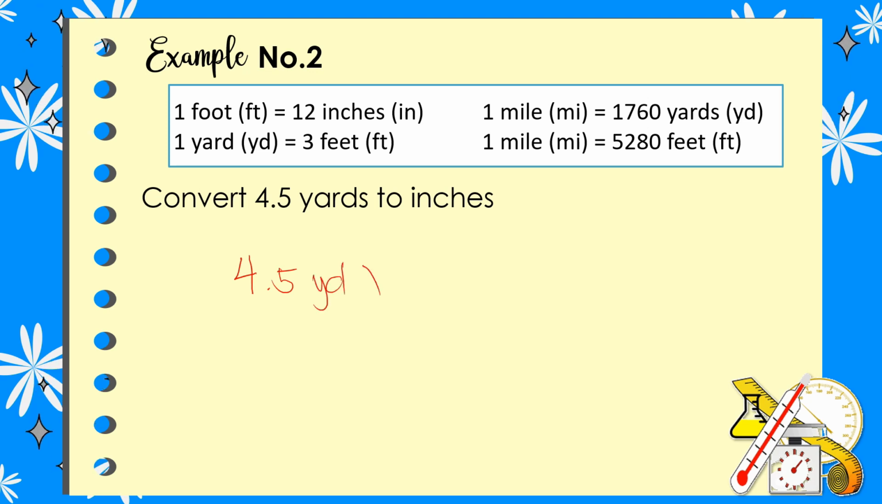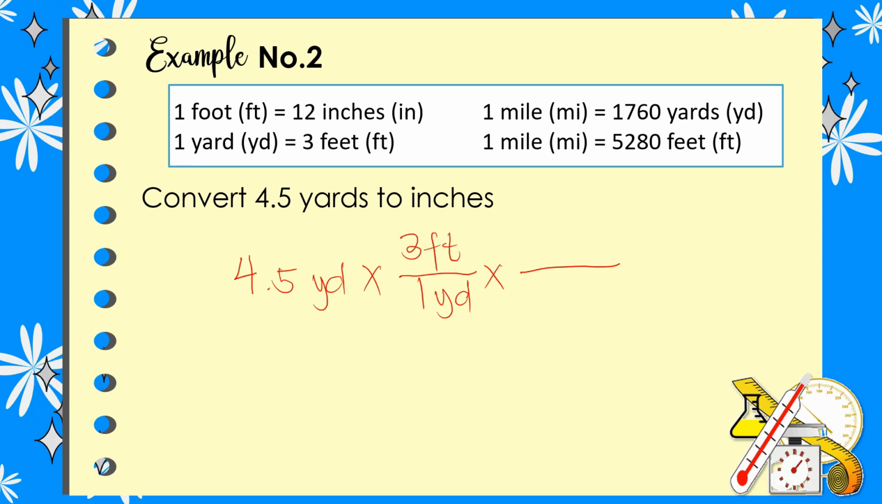So, unang gagawin is to write the given, 4.5 yards. Tandaan, dapat yung nasa ilalim is magkamukha. So, that would be 1 yard. Nasa ibabaw naman yung katumbas niya, which is 3 feet. At para mailipat natin siya into inches, gagamit pa tayo ng isa pang converting factor. Yun nga, yung 1 foot is equal to 12 inches. Since nasa taas na si feet, dapat ang nasa ibaba natin is yung katumbas o kaparehas ng unit niya. So, that would be 1 foot is equivalent to 12 inches.